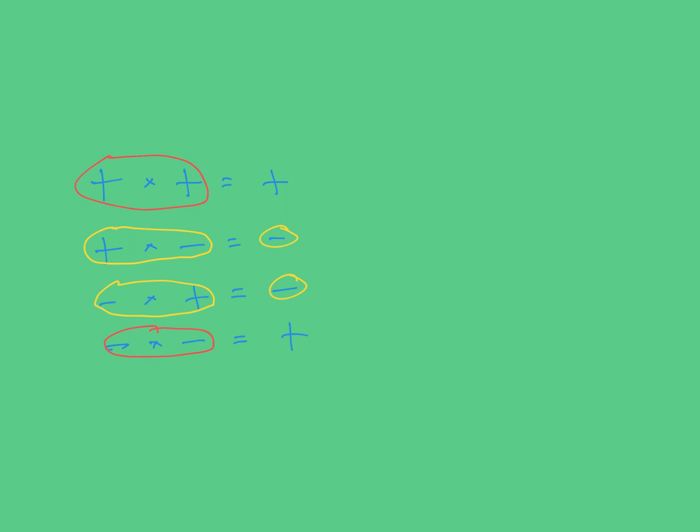So basically, 4 times 6 is 24. 4 times negative 6 is negative 24. And a negative 4 times a positive 6 is again negative 24. But when I have negative 4 times negative 6, a negative times a negative, it goes back to being positive.